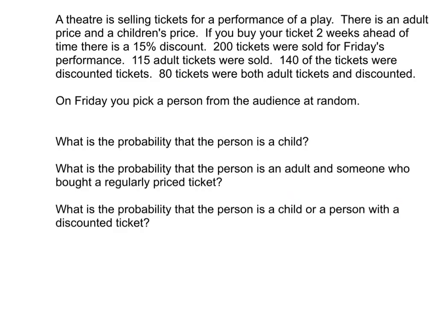200 tickets were sold for Friday's performance. 115 adult tickets were sold. 140 of the tickets were discounted tickets. 80 tickets were both adult tickets and discounted. Okay? All right, so this, and then we're going to ask some questions about picking a person at random and what's the probability of a couple things.